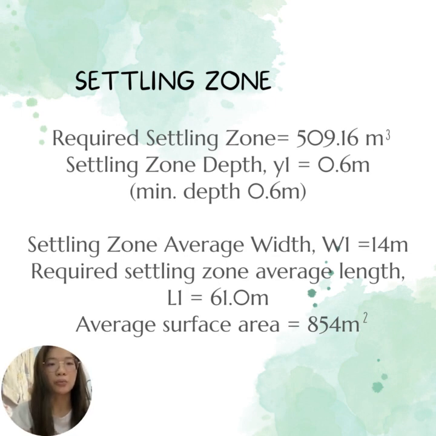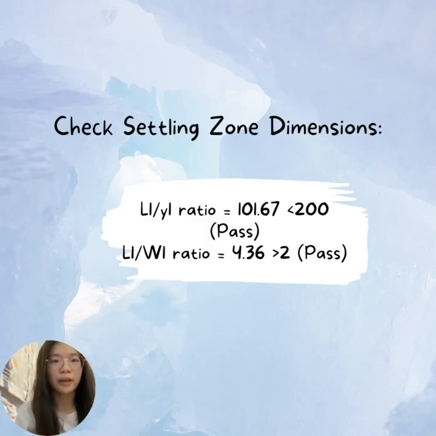The settling zone average width W1 equals 40 meters, and the required settling zone average length L1 equals 61 meters. The average surface area equals 854 square meters. Then we need to check the settling zone dimension. The ratio of L1 over Y1 equals 101.67, which is less than 200. And then L1 over W1 equals 4.36, which is greater than 2.